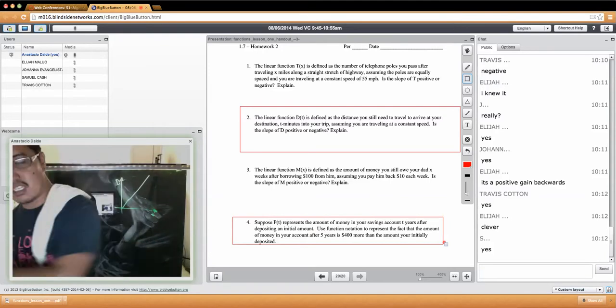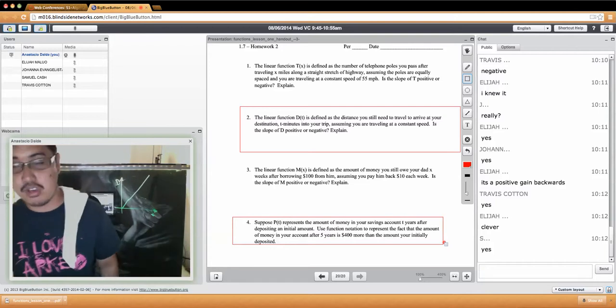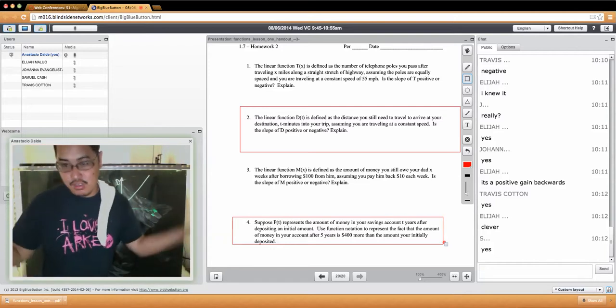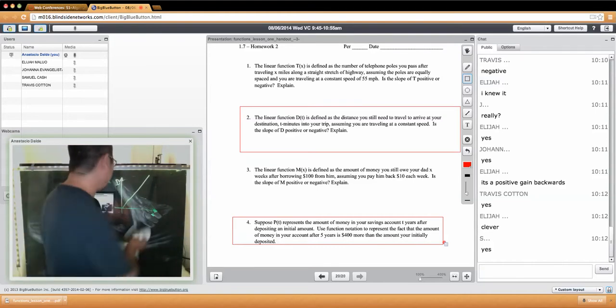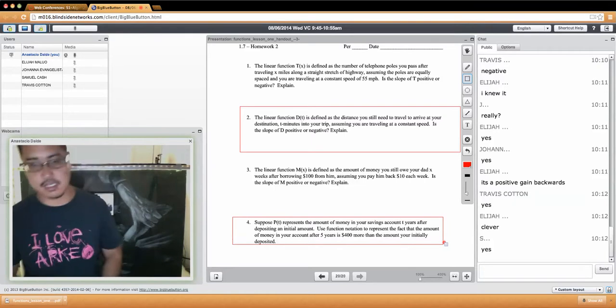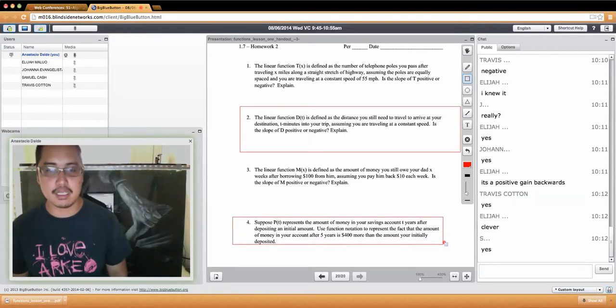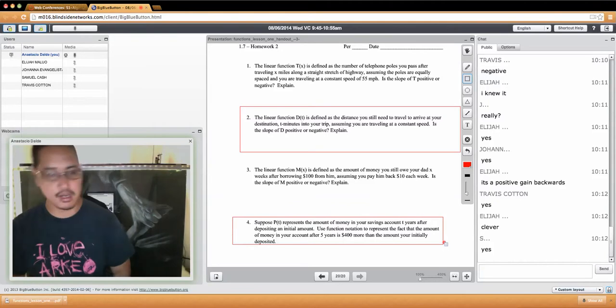So anyway, we're getting into function notation. I'm actually doing 2 problems out of your homework for you. All you got to do is just write down these answers and you can turn them in. All right, cool? Let's do number 4. We're talking about how to answer these questions. Suppose P(T) represents the amount of money in your savings account after T years, or T years after depositing the initial amount. All right, awesome.